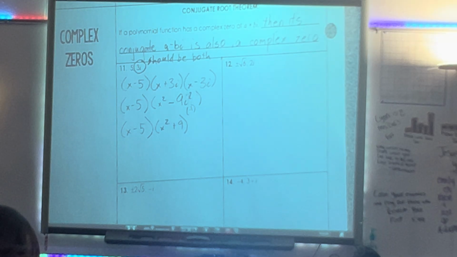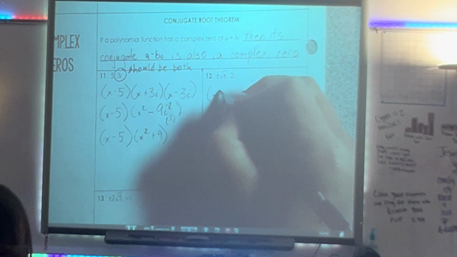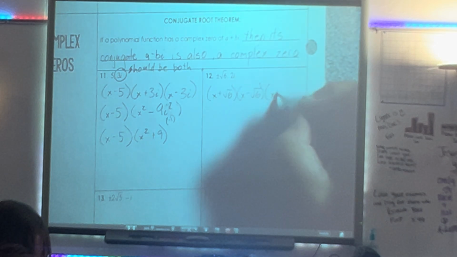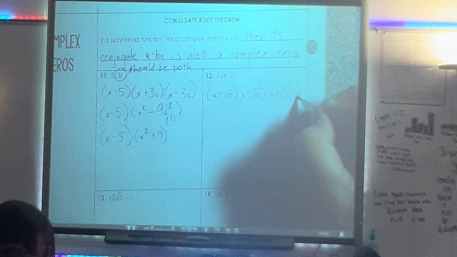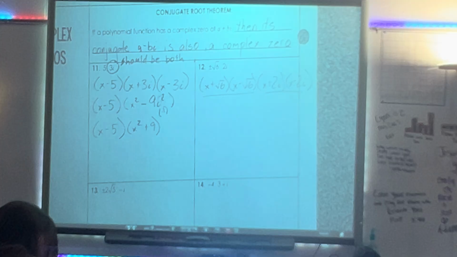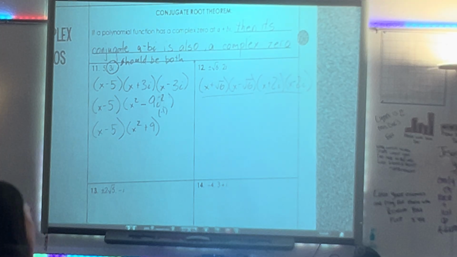Y'all okay there? Do y'all need me to work that out the rest of the way? I think y'all are probably fine the rest of the way, yes? Okay, so this one would look like x plus square root of 6, x minus square root of 6, x plus 2i, and x minus 2i, and I would do that one separately and then multiply them together. We always want to do the pairs together because the middle's going to cancel. Do y'all need that one worked, or are y'all okay with that from there? Okay from there, alright.